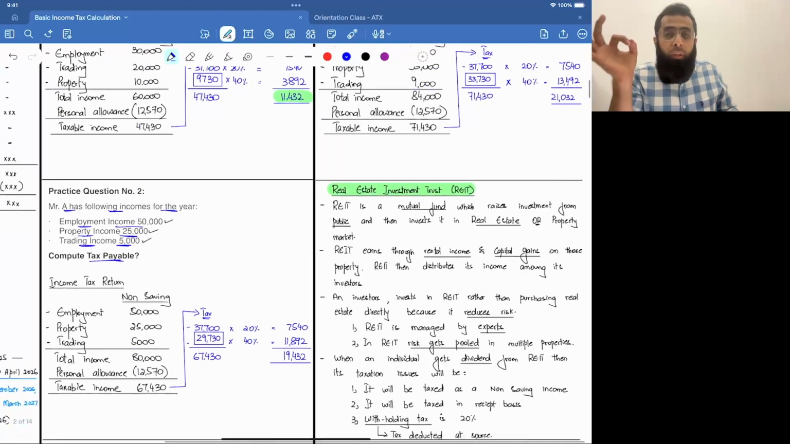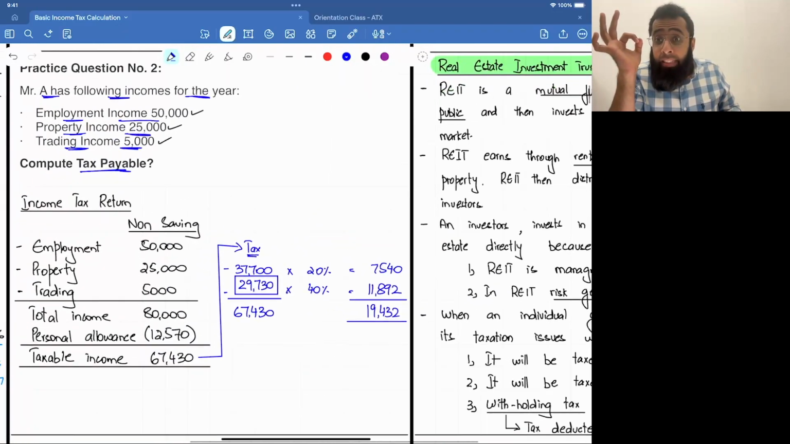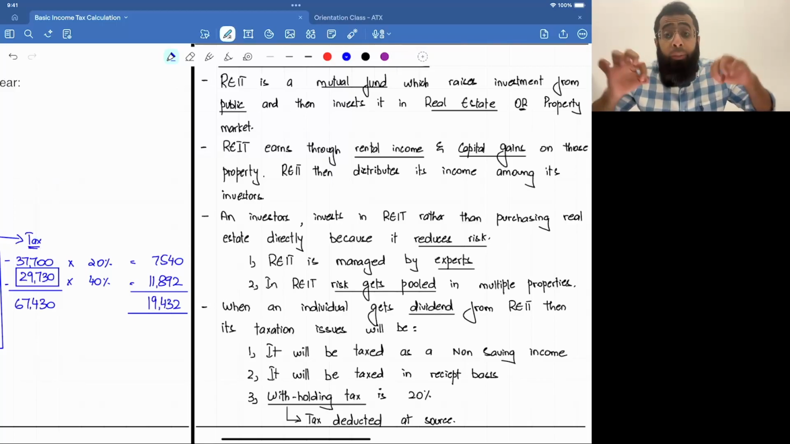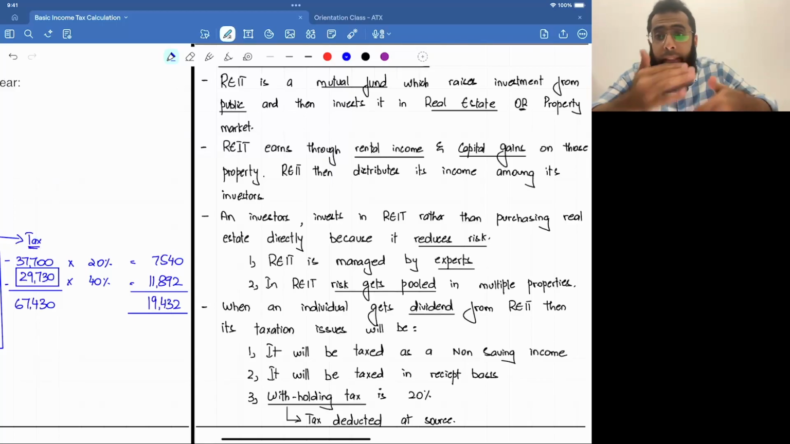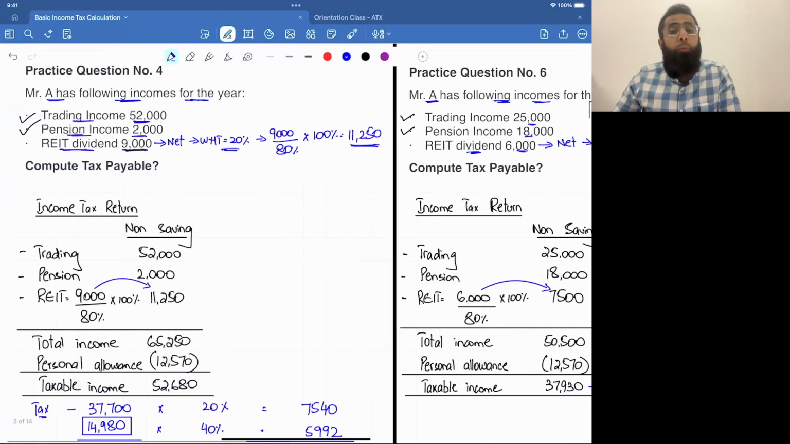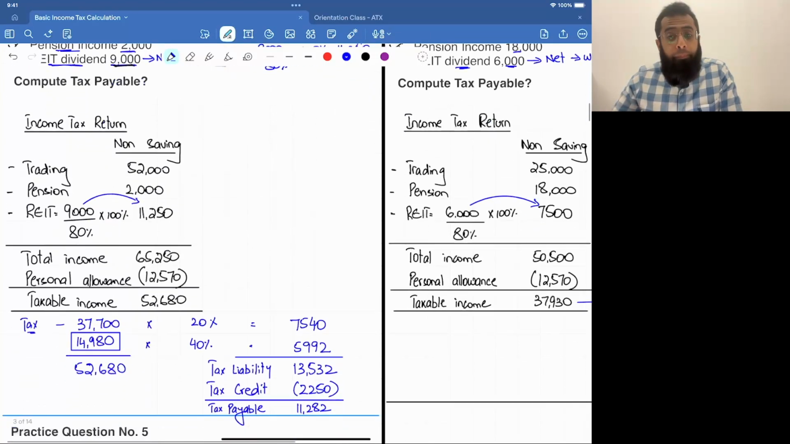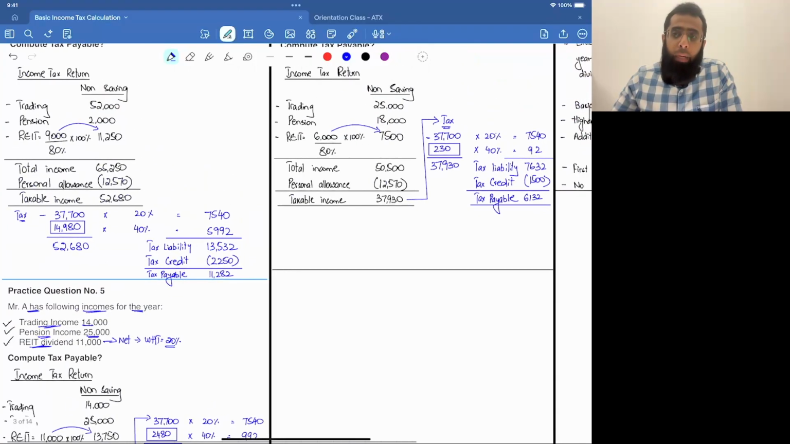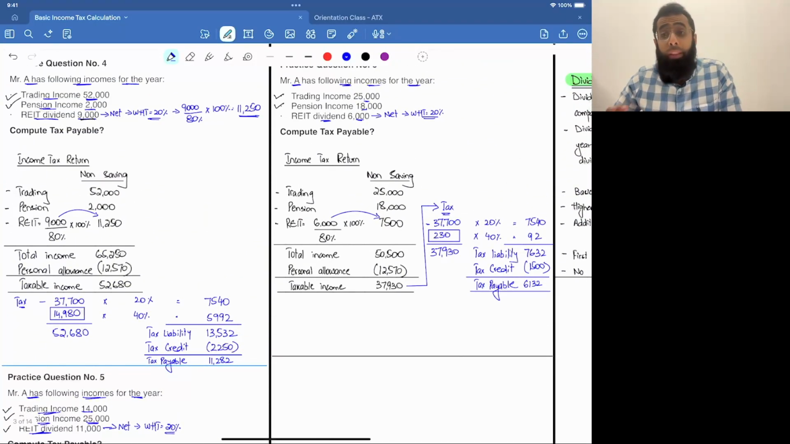Then we introduced the concept of real estate investment trust, a mutual fund, a pool of funds invested in the real estate market. You get the dividend, but it's not taxed as dividend income. It is taxed as non-saving income because it is earned like property income. It is earned like real estate income. Taxed on receipt basis, advance tax is 20%. How you do the gross up and the adjustment of tax credit, I believe it's an easy one. So with this, the first class or first chapter is done.